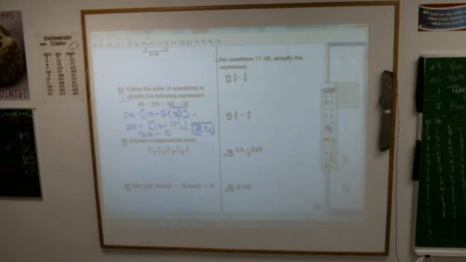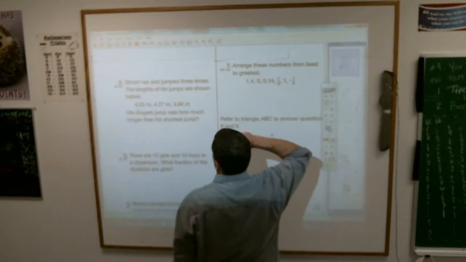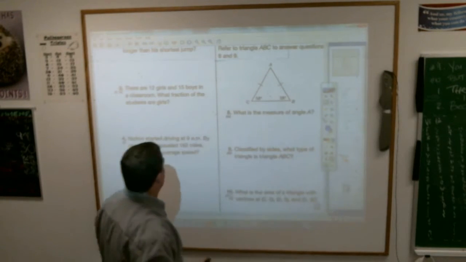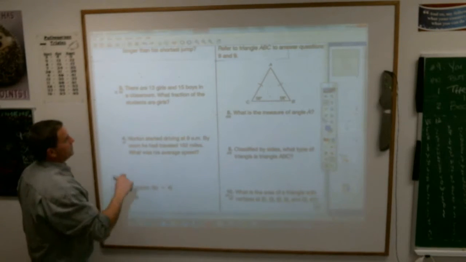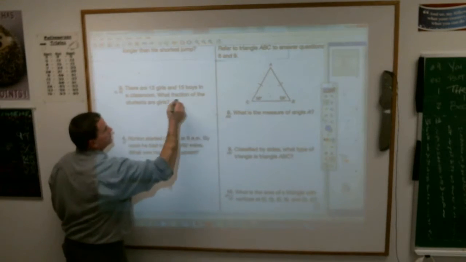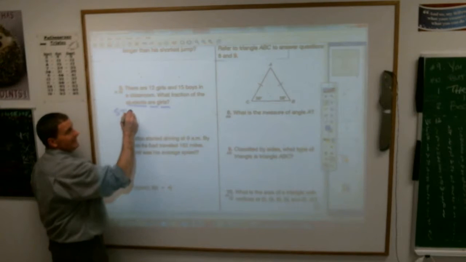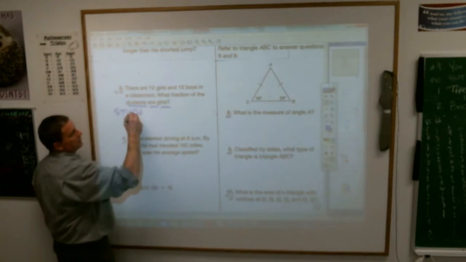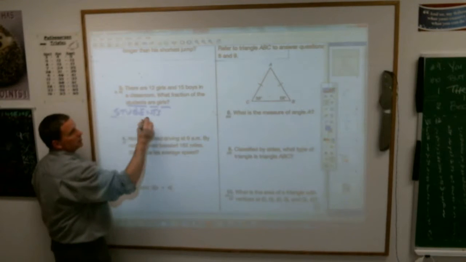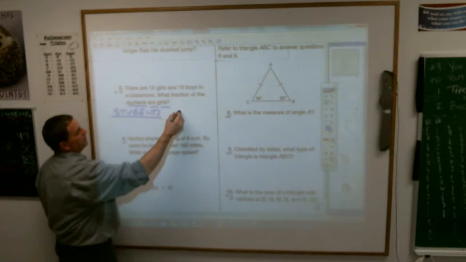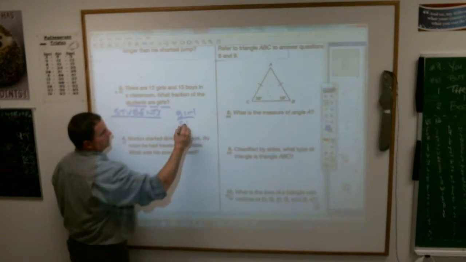Let's see, next one I see is, wow, really? Problem number 3. I don't know, just saying what I got here. There are 12 girls and 15 boys in a classroom. What fraction of the students are girls? So they want this ratio. Wait, no, what fraction of the students are girls? So they want to know what fraction of the girls over total students.